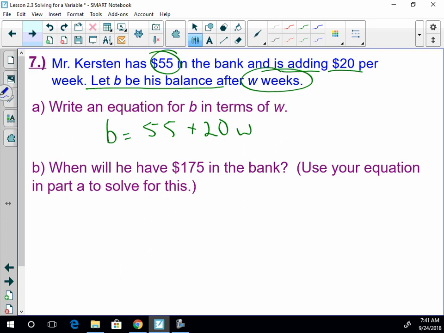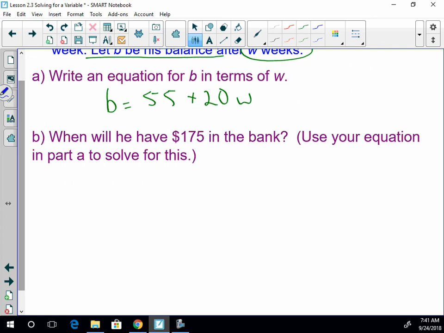Now I'm asking the question, so we're not just saying solve it for something. I'm asking you a question that might change your mind about what this formula should be. It says, when will he have $175 in the bank? Use your equation to solve for this. Well, $175 in the bank is this value, right? And I want to know how many weeks that's going to be.